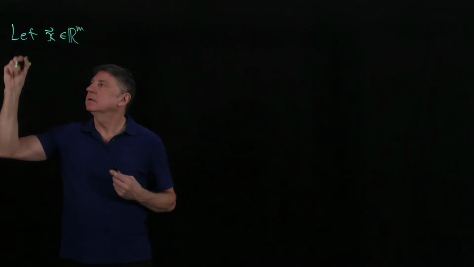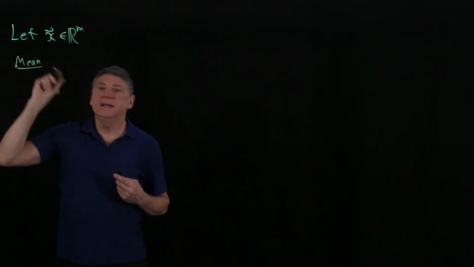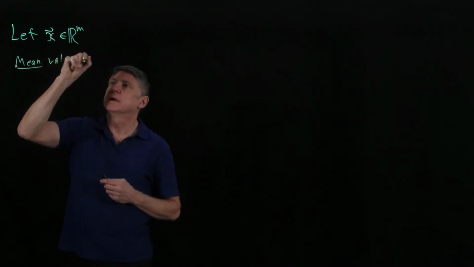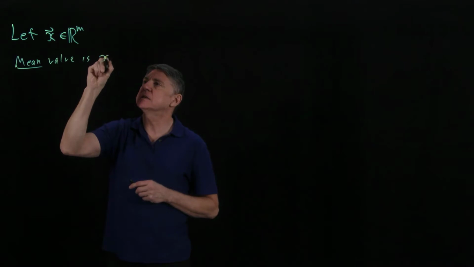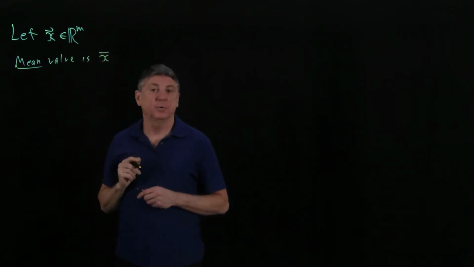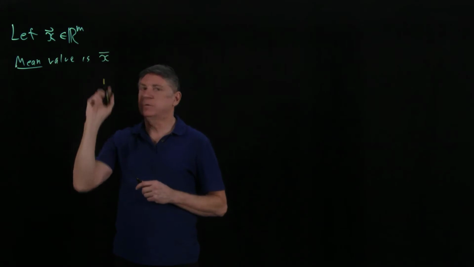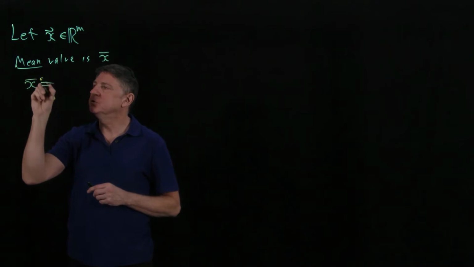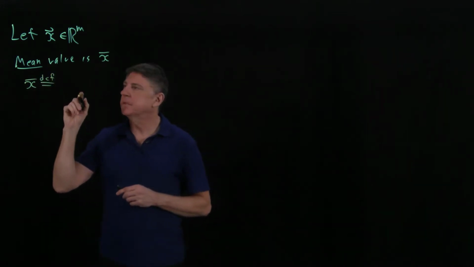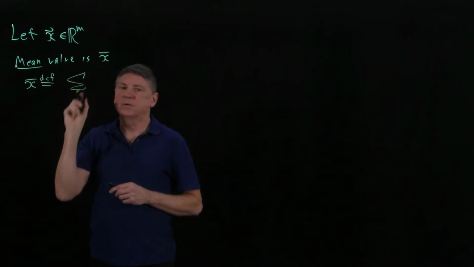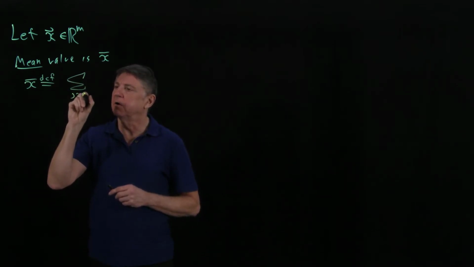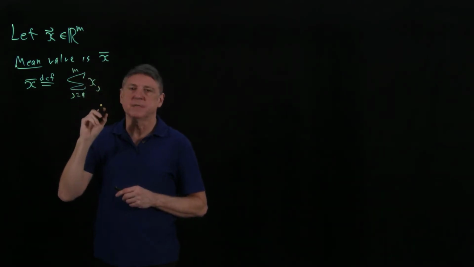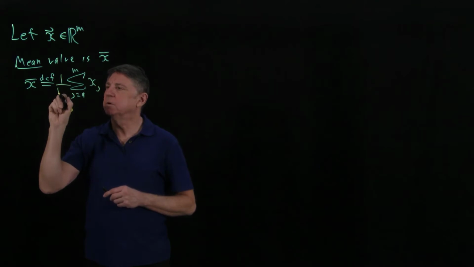So the mean is what you think of as the average. So the mean value, in statistics, it's typical to write this with an overbar. So that's how we write the mean value. And the mean value is usually defined as we take the sum of all of the values in the data vector and we divide it by the number of data that we have.